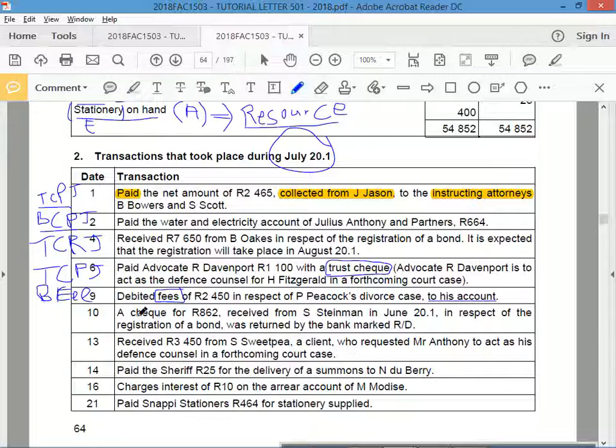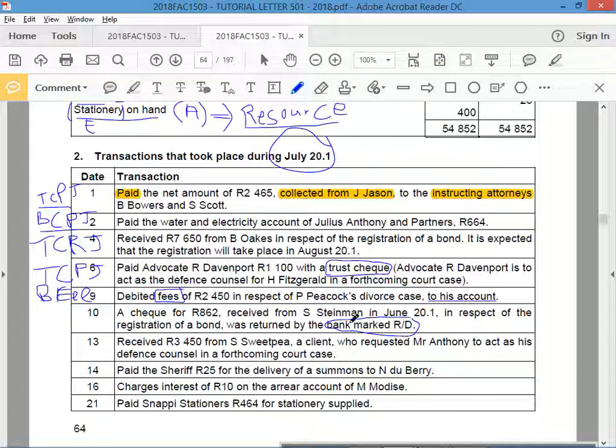10. A check for that amount received from S in June in respect of the registration of bond was returned by the bank marked RD. We looked at RD checks and we did a bank recon. Dishonored check, that's the first step. We know from our bank recon that a dishonored check always affects which journal? CPJ. Because a dishonored check means previously you got the check, you deposited it into your bank account, it bounces, you never actually got the money. That's kind of what happened in a nutshell.